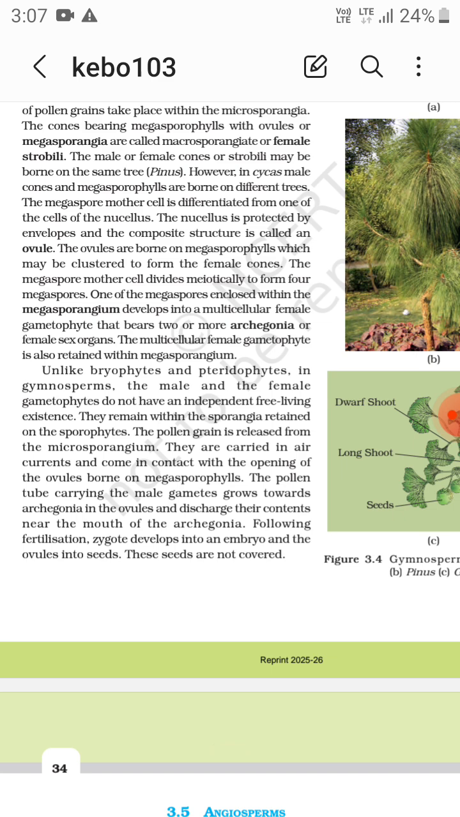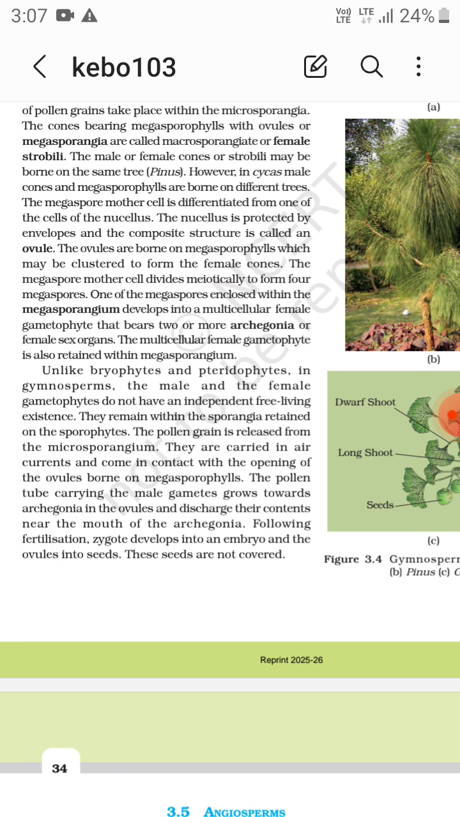Unlike bryophytes and pteridophytes, in gymnosperms the male and female gametophytes do not have an independent free living existence. They are dependent on their respective parents. They remain within the sporangia retained on the sporophyte.